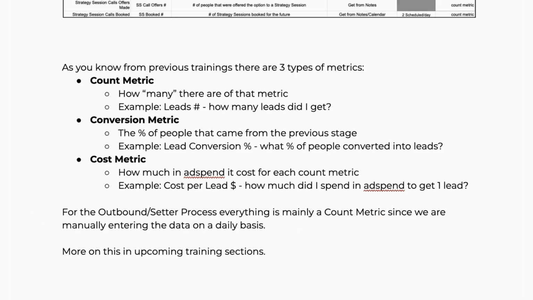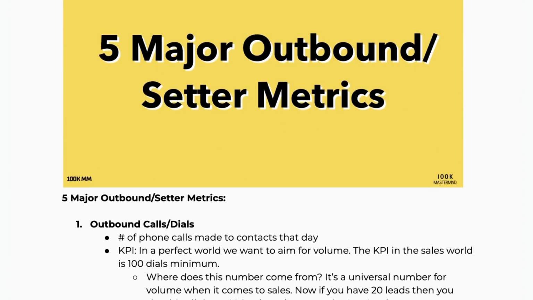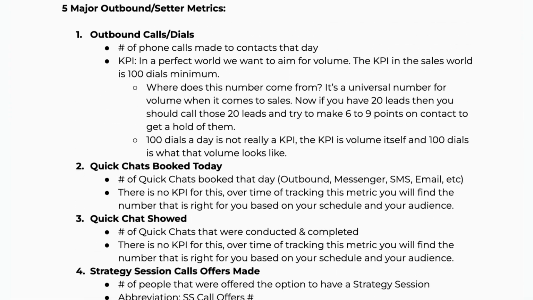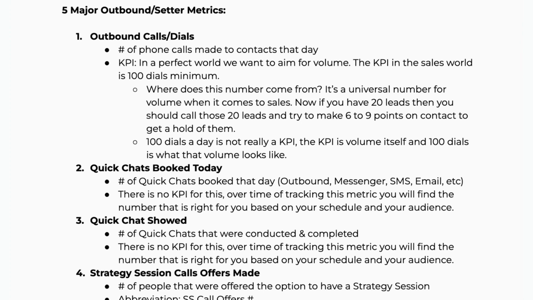So now that you understand these setter metrics and know what they are, let's do a deep dive into each and every one of these so we can help you understand more of this from a fundamental level. All right. So the first one we're going to start out with is the outbound calls / dials. This is going to be the number of phone calls made to contacts that day. So let's say today is Monday and you're calling 50 leads and you call 50 leads. Well, that is the amount of dials that you made, and that is the amount of outbound calls / dials that you made that day.